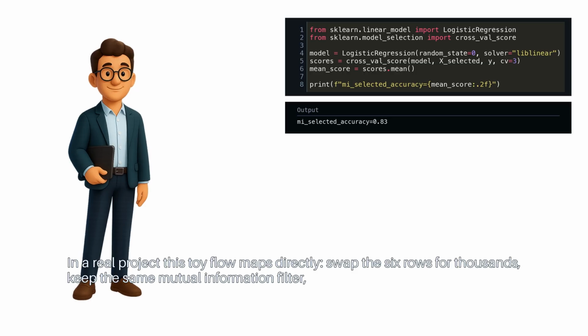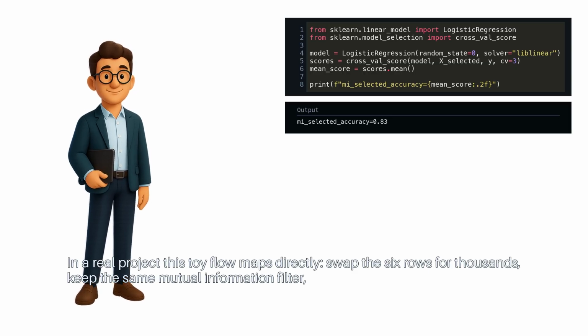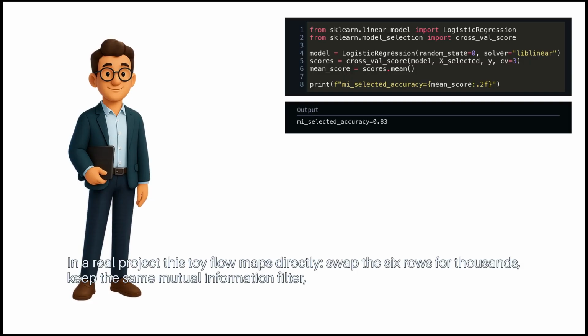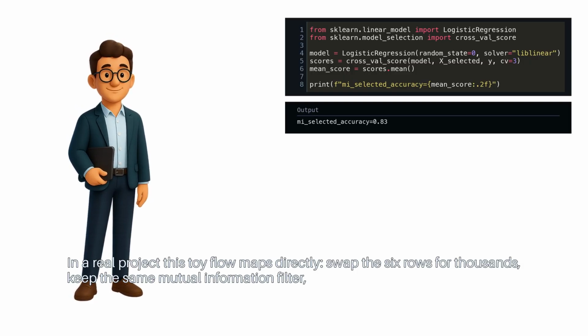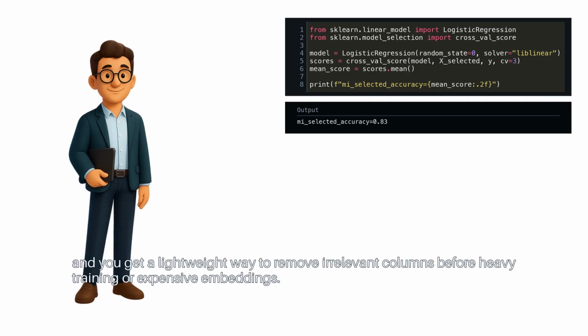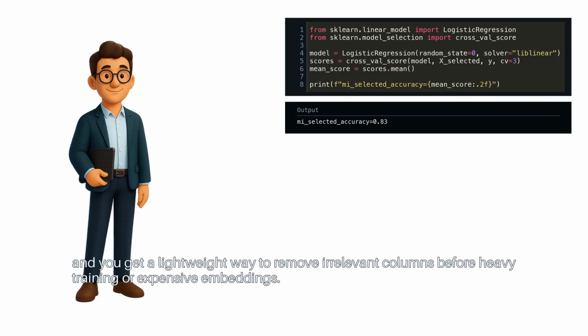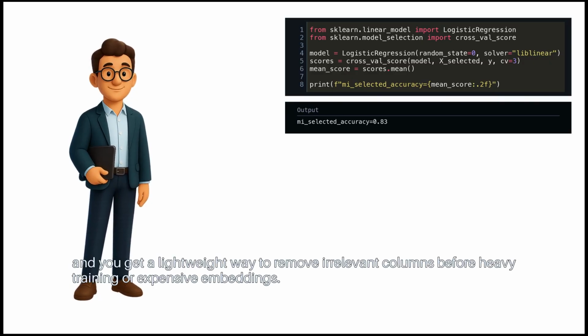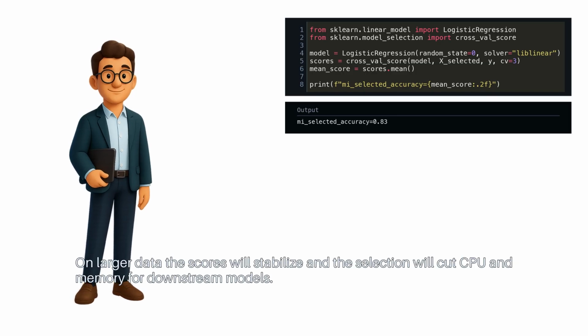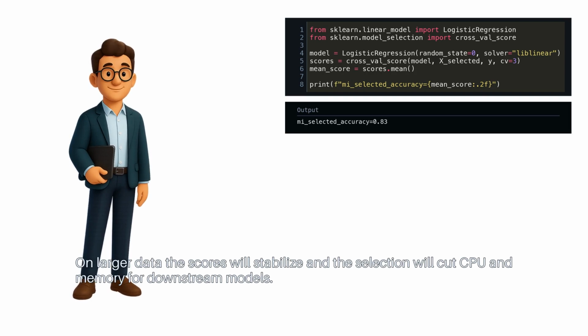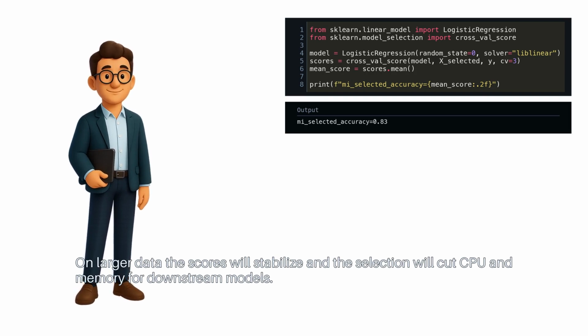In a real project, this toy flow maps directly. Swap the 6 rows for thousands. Keep the same mutual information filter, and you get a lightweight way to remove irrelevant columns before heavy training or expensive embeddings. On larger data, the scores will stabilize, and the selection will cut CPU and memory for downstream models.